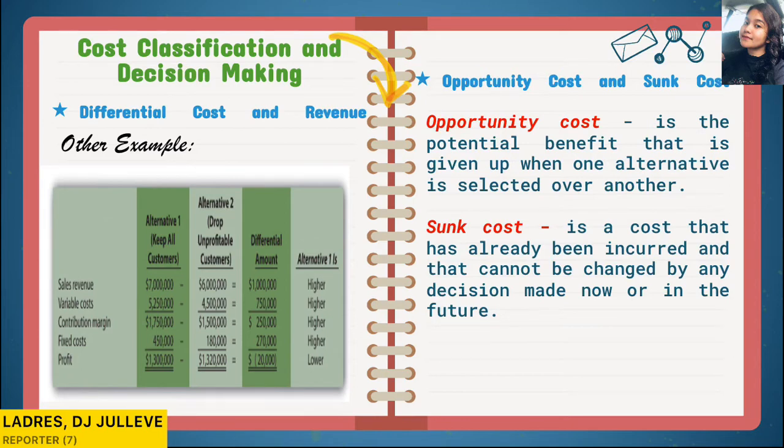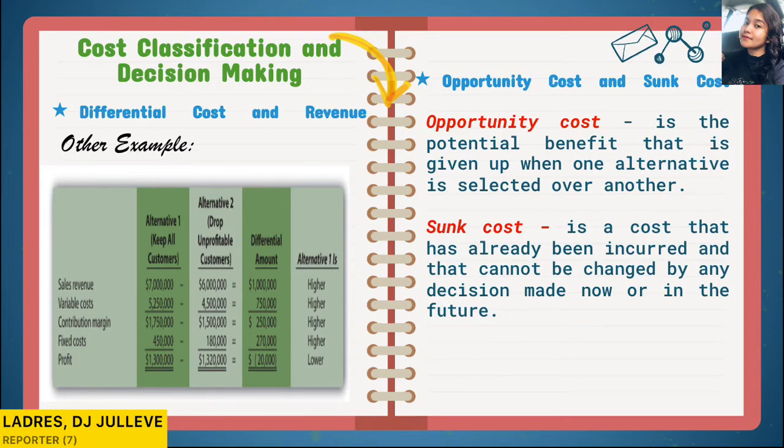Negative amounts appearing in the differential amount column indicate Alternative 1 is lower than Alternative 2. The fourth column shows whether Alternative 1 is higher or lower than Alternative 2 for each line item.